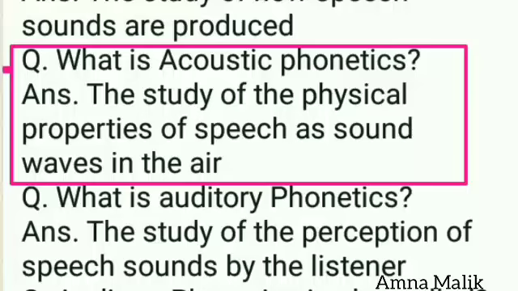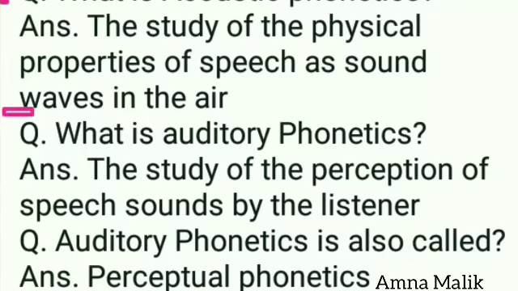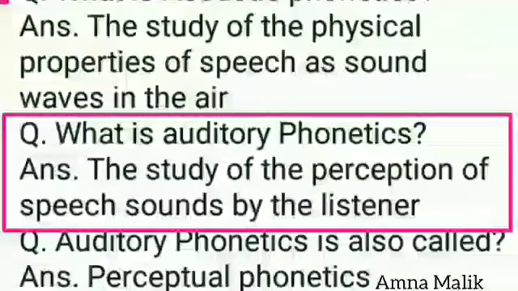Question. What is acoustic phonetics? Answer. The study of physical properties of speech as sound waves in the air. Question. What is auditory phonetics? Answer. The study of perception of speech sounds by the listener.